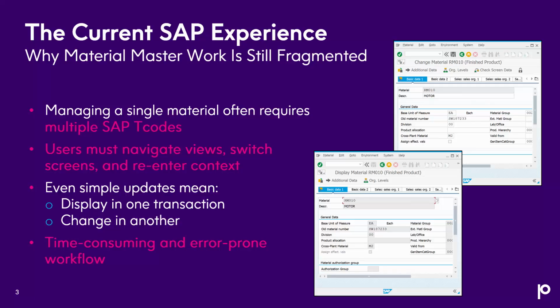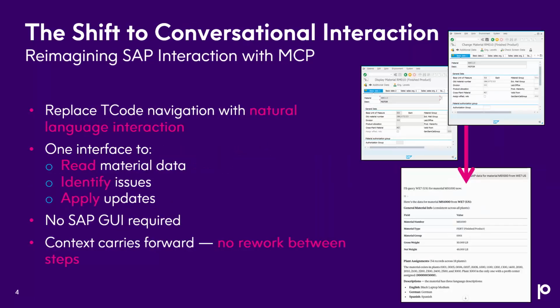Traditionally, even something as simple as reviewing and updating a material requires jumping between transaction codes. You're navigating the various screens, you're selecting views, and reestablishing context each time, which can slow the users down and increase the chances for mistakes. It works, but it's not exactly a smooth user experience.